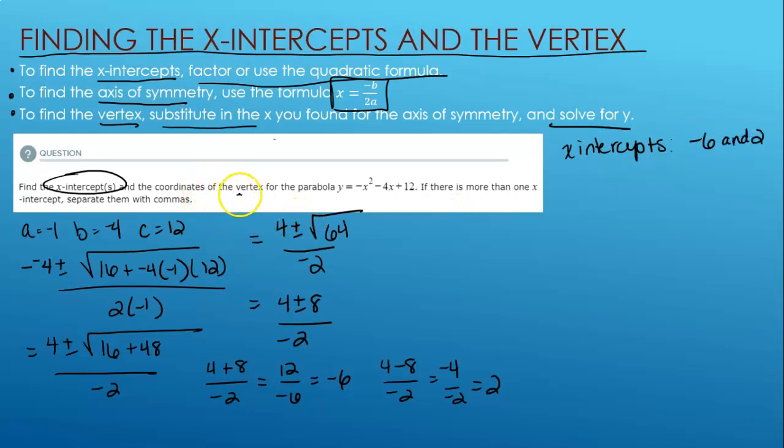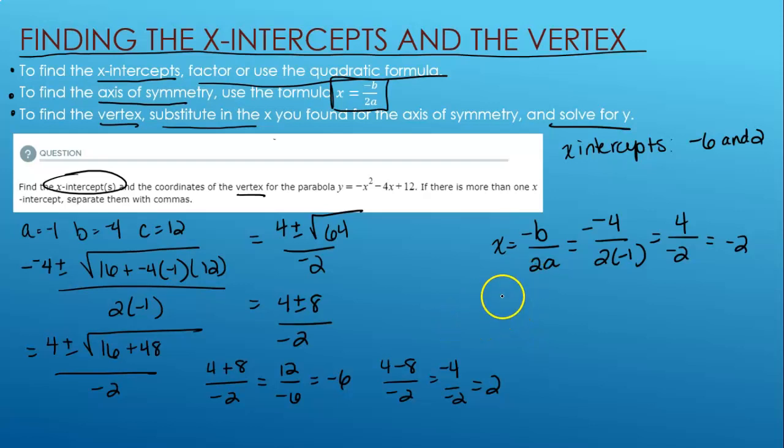But it also asks for the vertex. For the vertex, it's x equals negative b over 2a. This becomes negative negative 4 because b is negative, over 2 times negative 1. Negative negative 4 becomes positive 4. 2 times negative 1 becomes negative 2. 4 divided by negative 2 is negative 2.